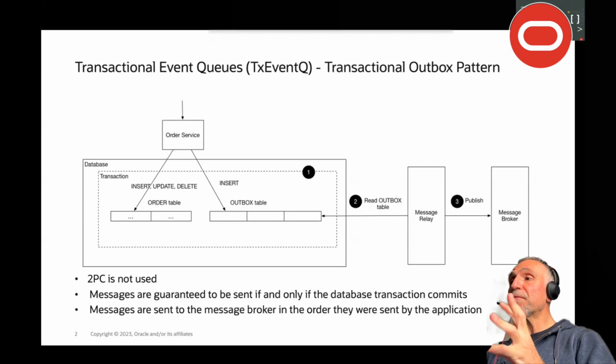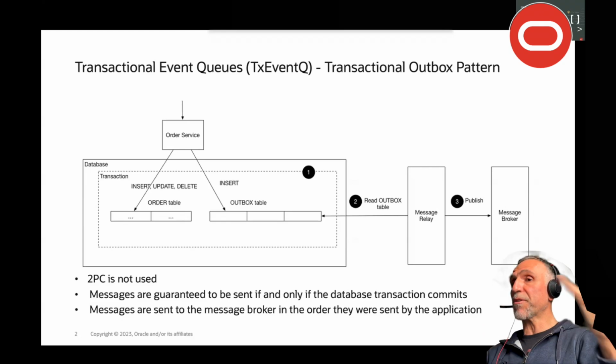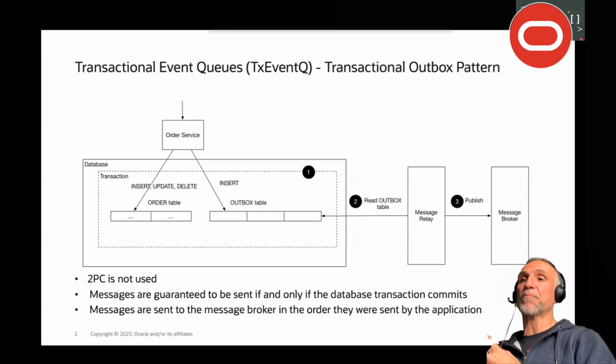And now if this table is integrated with message brokers like Kafka or with systems that process this type of messages, then you are done. You basically have an implementation for this pattern. And this is what transactional event queues is about. This is not using two-phase commit, so there's no blocking two-phase commit, and the order of messages is preserved. This is the basis of the technology, and it's an evolution of what used to be known as Oracle Advanced Queues, if you're familiar with it, okay?